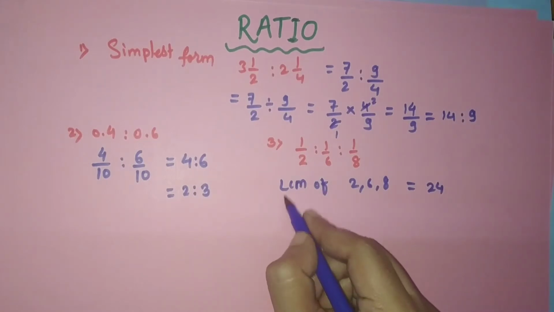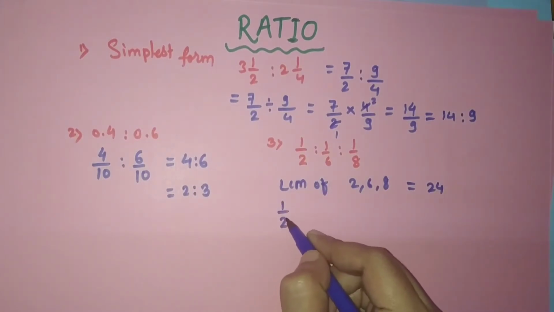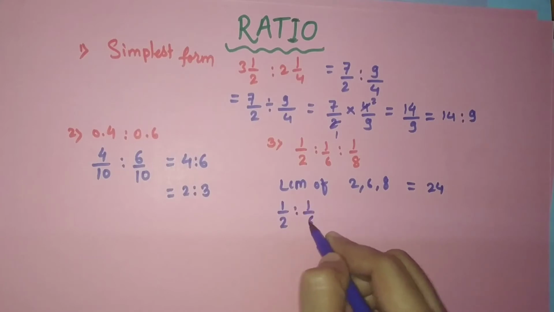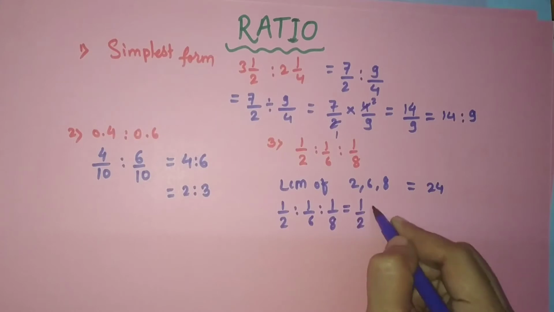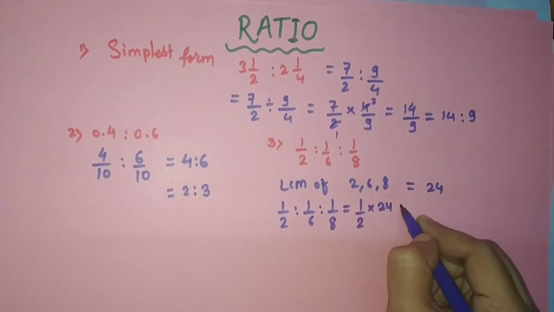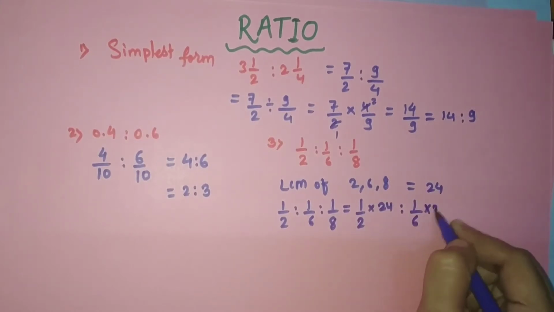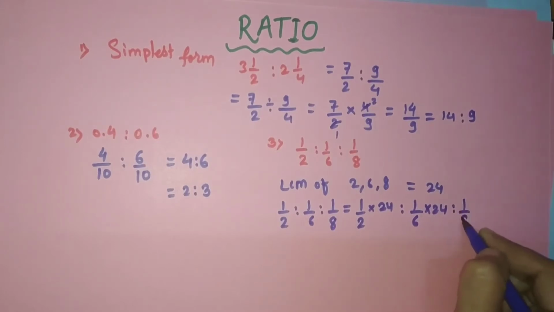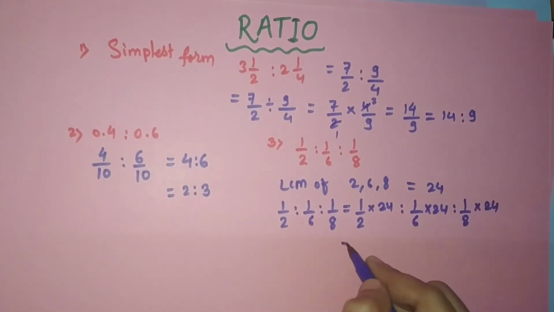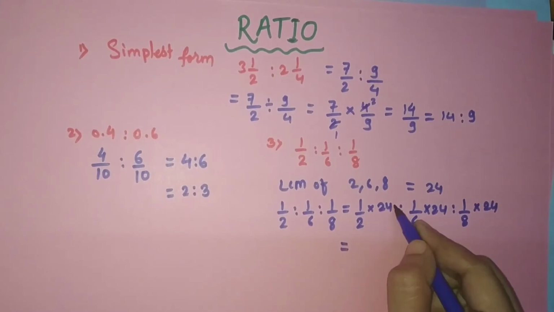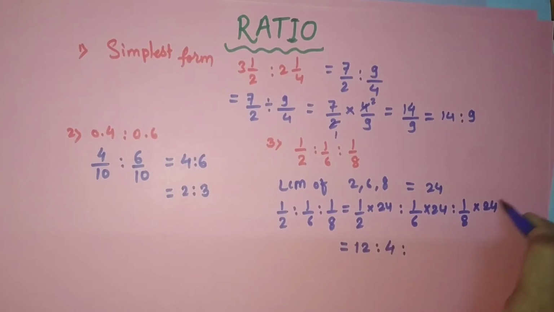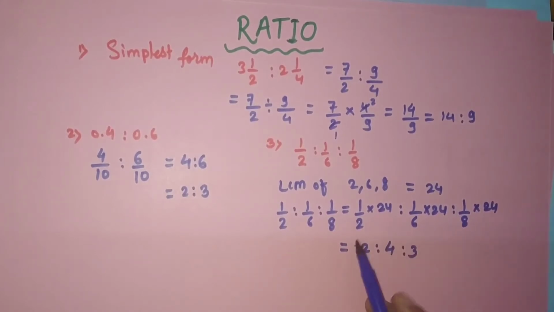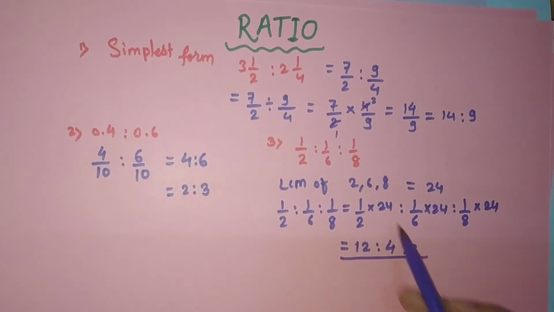So just write down here 1 by 2 is to 1 by 6 is to 1 by 8. And you can write it like this: 1 by 2 multiplied by 24 is to 1 by 6 multiplied by 24, which is to 1 by 8 multiplied by 24. So friends, here we get 2 1s are 12, 6 4s are 24, 8 3s are 24. Now this is the simplest form of this ratio, that is 12 is to 4 is to 3.